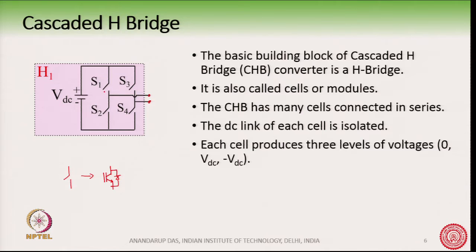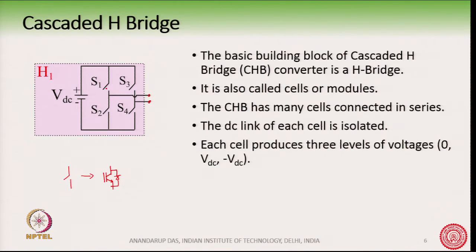Suppose we turn on S1 and S3, then this voltage here is 0, because this is connected to this and then this is connected to this. Similarly, if we turn on S2 and S4, the voltage here will be 0. If we turn on S1 and S4, the diagonal switches, or S2 and S3, we can get either plus VDC or minus VDC. So, by turning on these diagonal switches, we can get plus VDC or minus VDC.